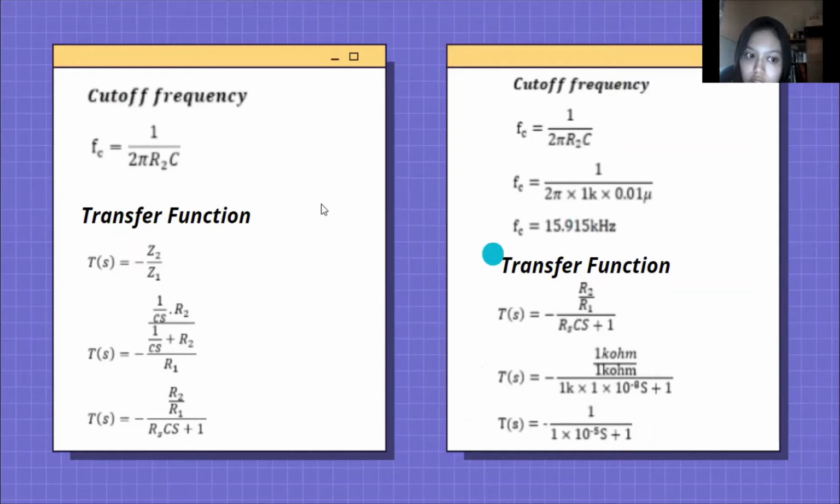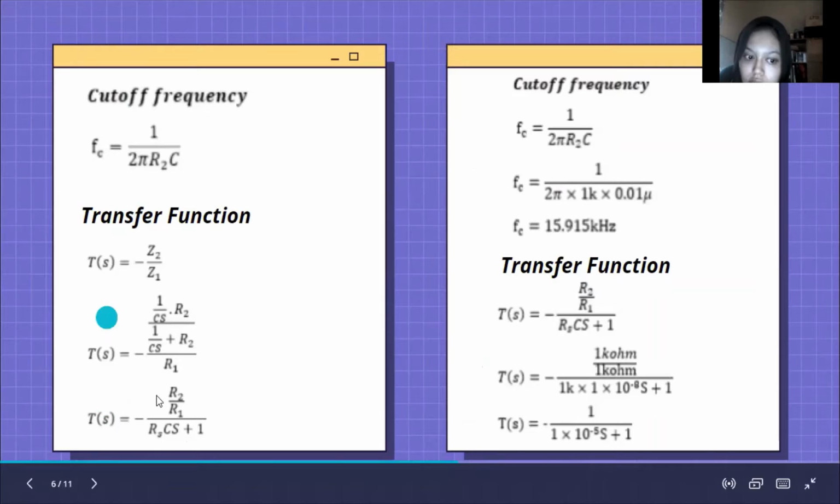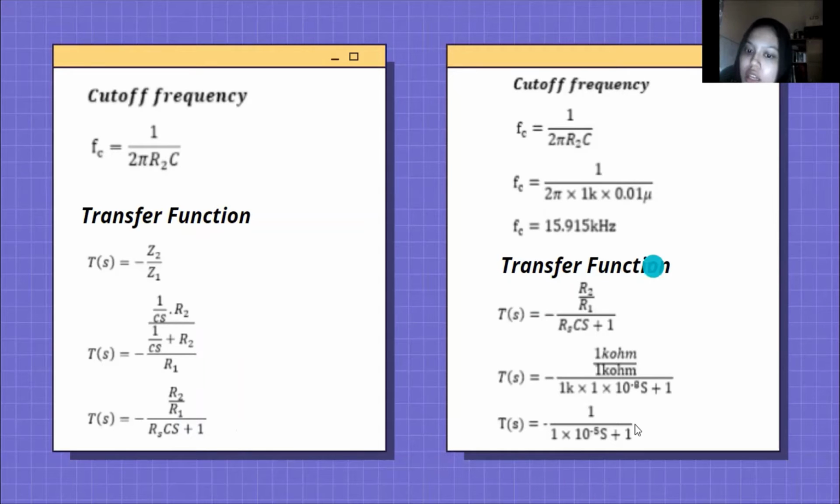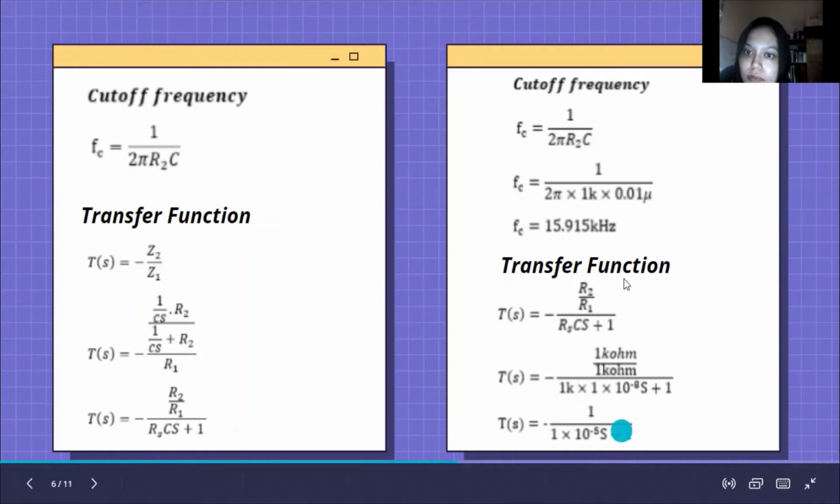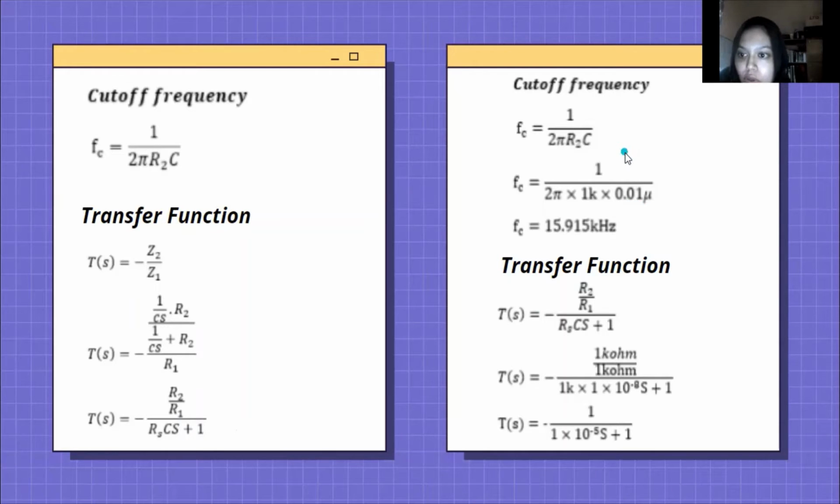As for transfer function, the final formula given here is negative R2 over R1 over (R2CS plus 1), and by inputting the values given we will get the transfer function. And then all passive presentation result for simulation.